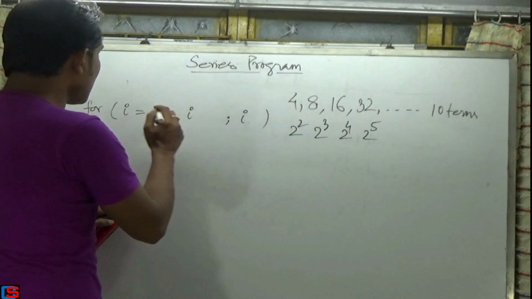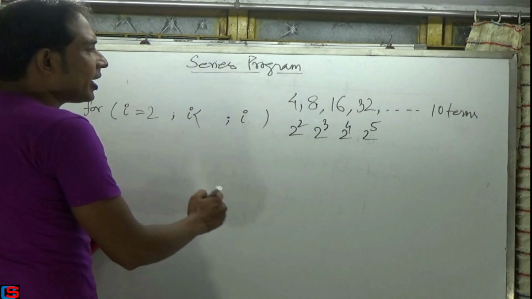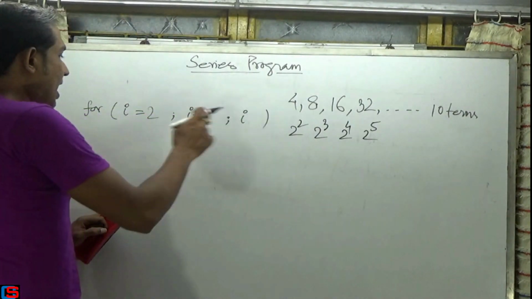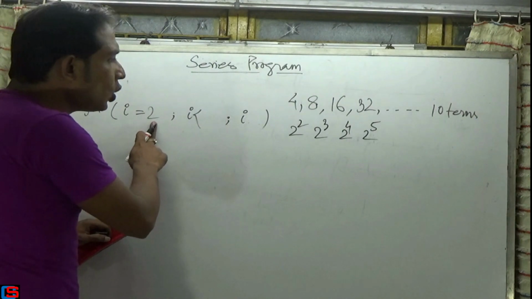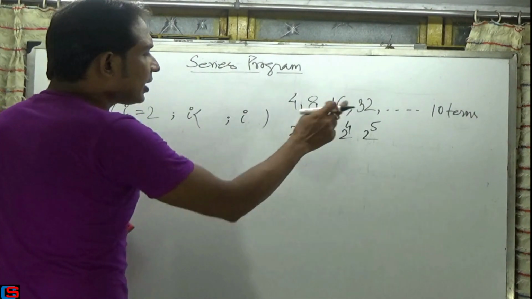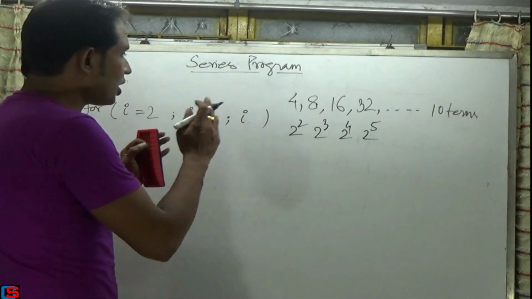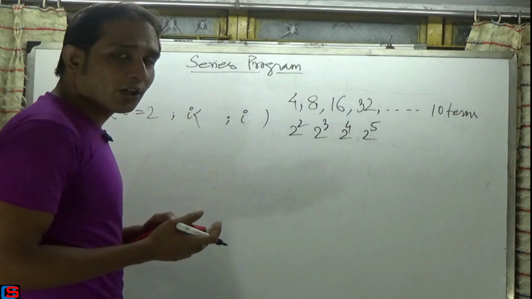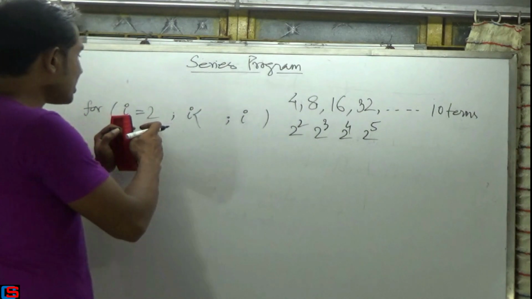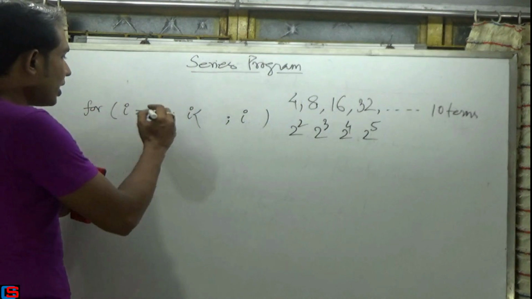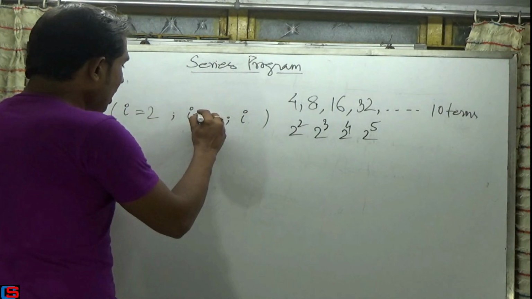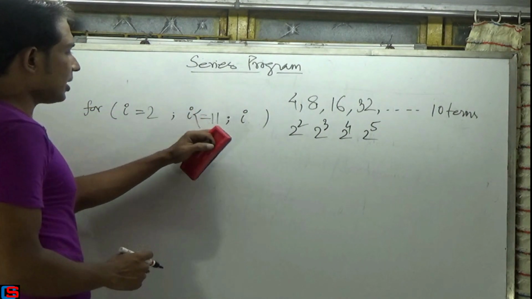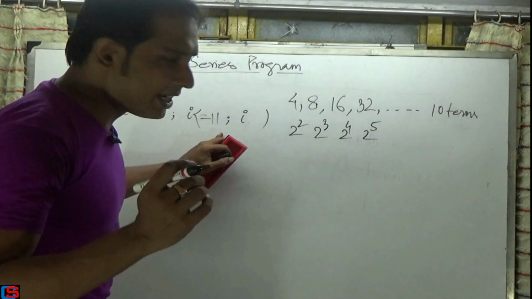So the loop will start from 2 and go up to how many terms? 10 terms. As the initial value starts from 2, and the difference between the power values is 1, so 1 into 10 means the final value would be 10, but as the loop starts from 2, it is going to execute up to 11 to print the 10 terms.